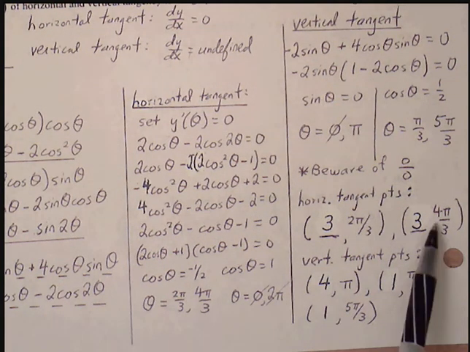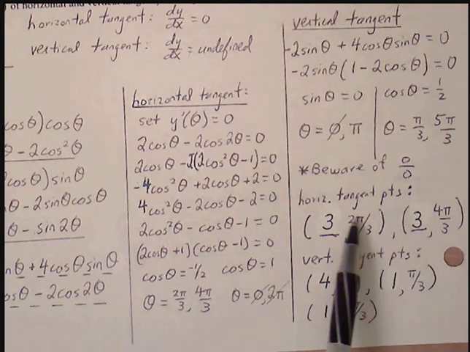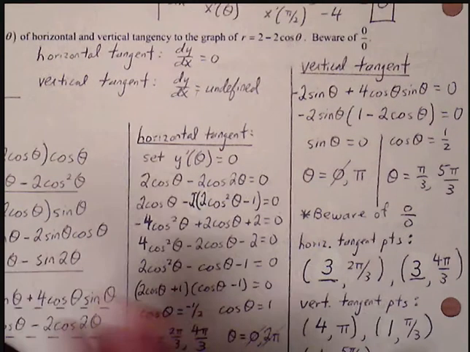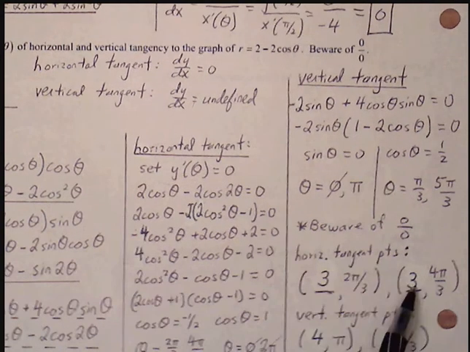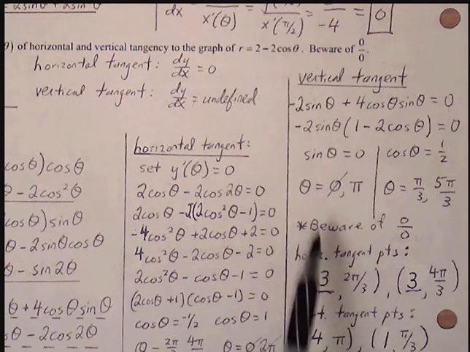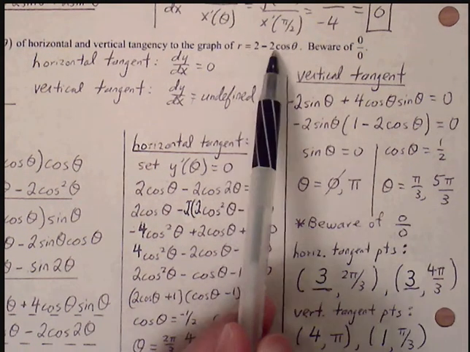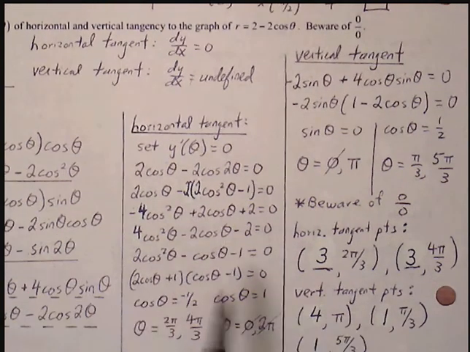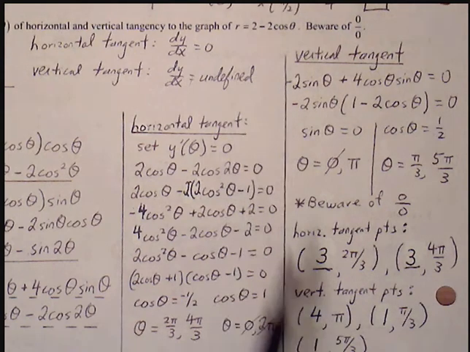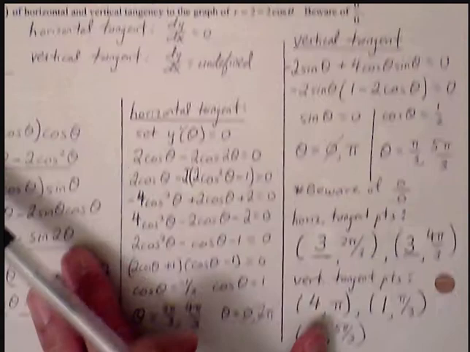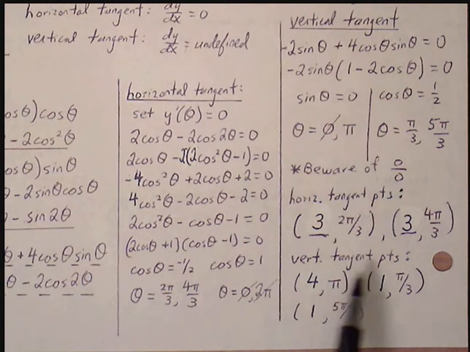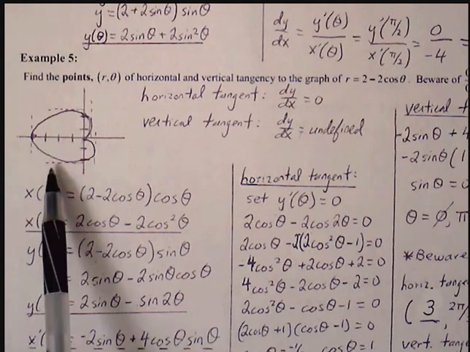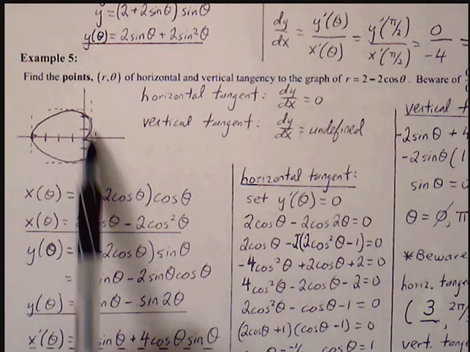So now, once we have all those angles, we can just plug them into our equation for r, since we're trying to find the ordered pairs, these polar points. So plug in 2 pi over 3, we get 3. Plug 4 pi over 3 in the equation, we get 3. Plug in pi, we get 4. Plug in pi over 3, we get 1. And plug in 5 pi over 3, we get r of 1. So we have 5 points, 2 horizontal tangents and 3 vertical tangents, just like what we suspected here.